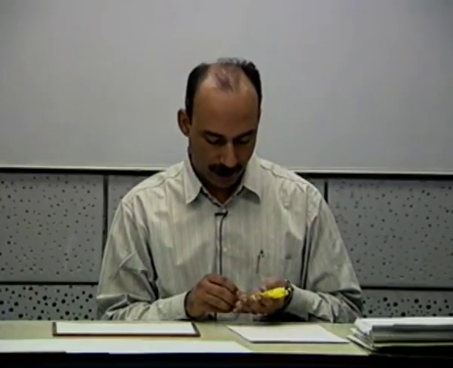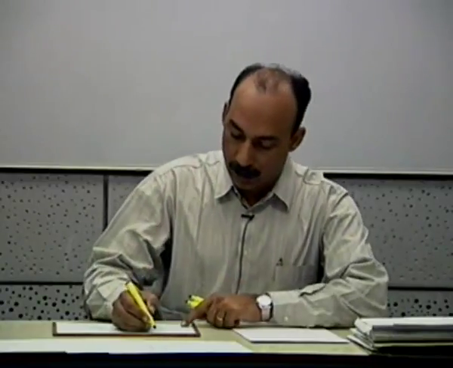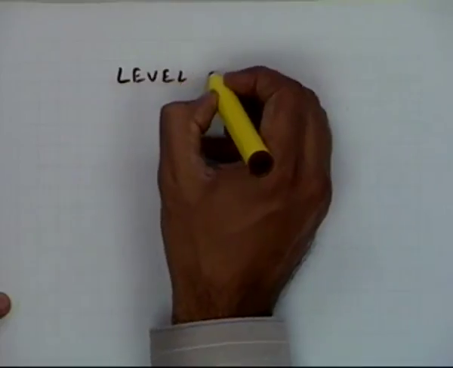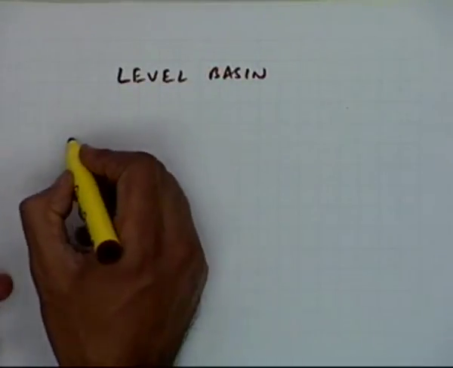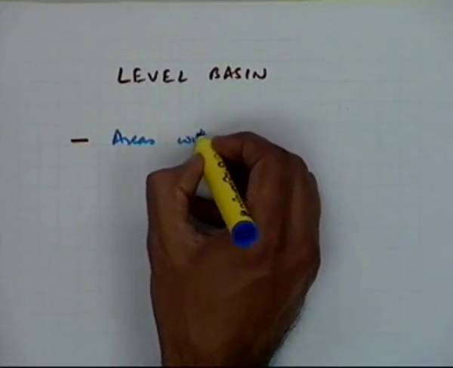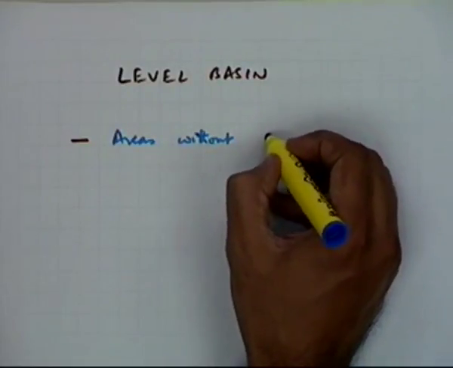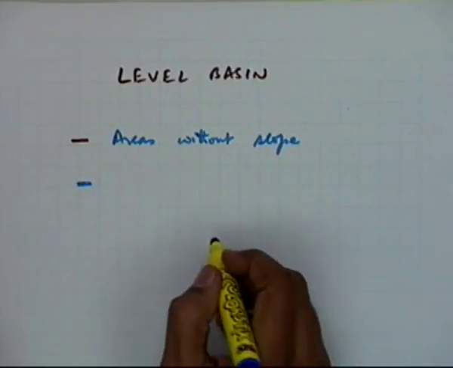If you remember, we have discussed earlier that the level basin is a special case of the border. Only difference is the level basin, they are not having any slope, they are level areas, relatively small in size.